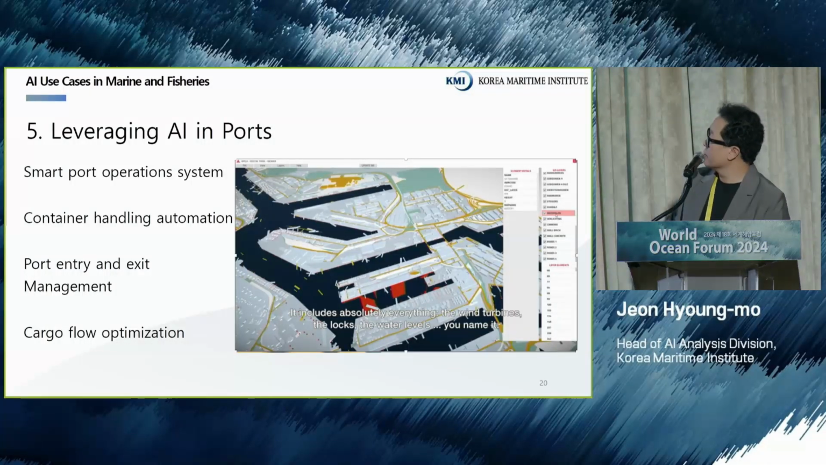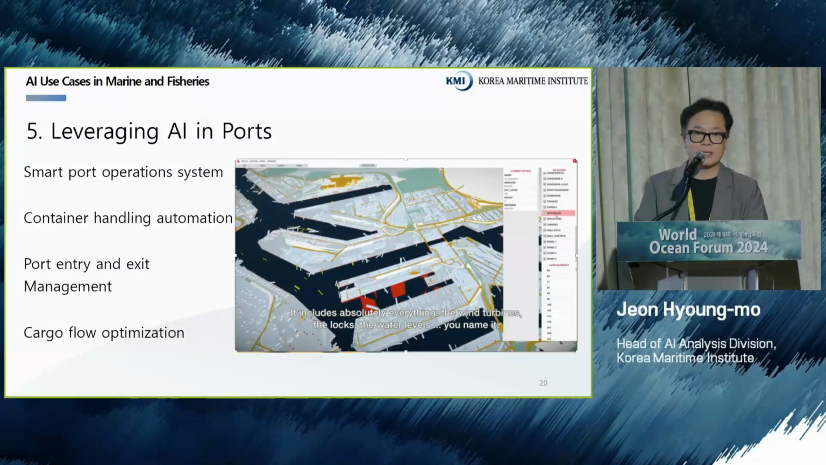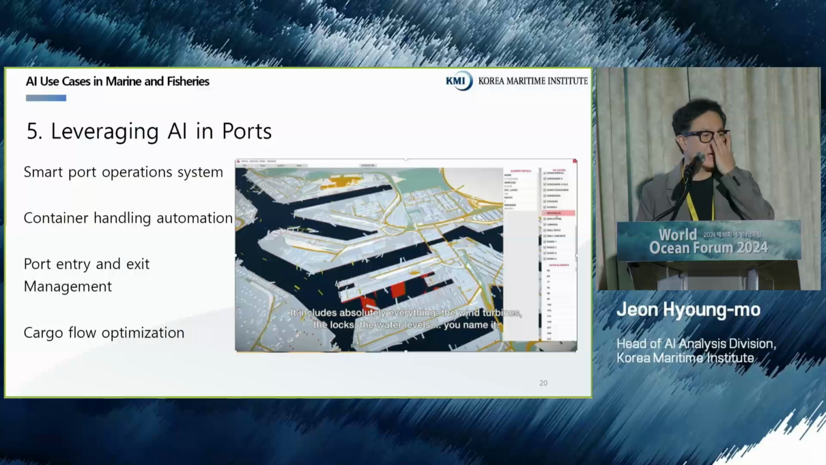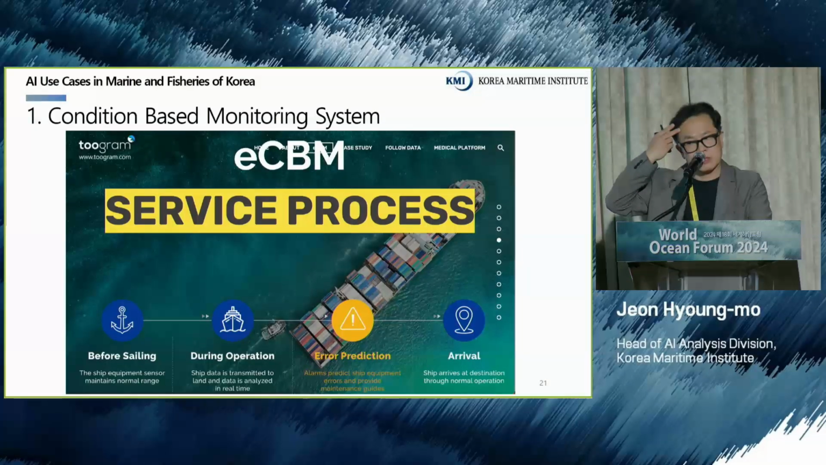This is the port use case. This is the case of the Port of Antwerp. The Port of Antwerp built a digital twin of their port. Not only the discharge and loading and unloading sites, the entire port site has been virtually replicated. For port automation, they can use it, and AI is used for port automation as well. These are the cases from overseas.